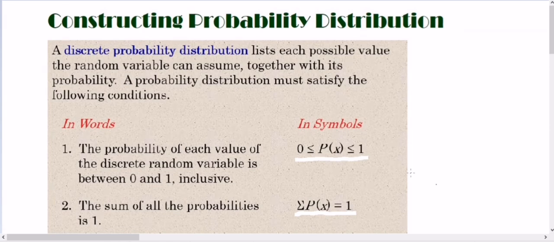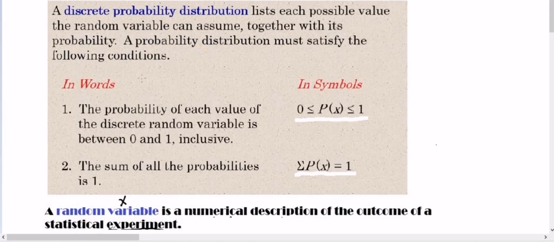According to the definition that you can see, it lists each possible value the random variable can assume, together with its probability. A probability distribution must satisfy the following conditions. So, meron tayong dalawang condition na dapat tandaan para malaman natin kung discrete or not. What are those? Number one, the probability of each value of the discrete random variable is between 0 and 1 inclusive. Ibig sabihin, yung mga probability or denoted as P of X, yung mga P of X natin dapat less than 1 but greater than 0.